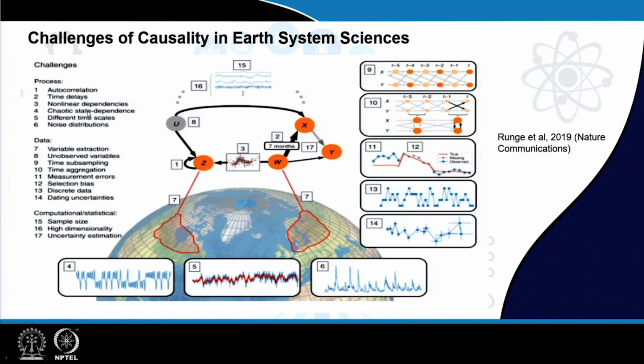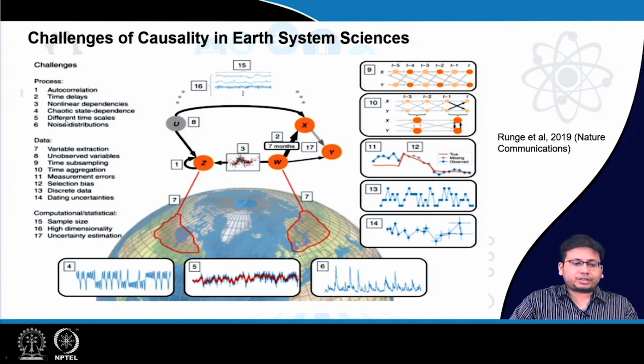Then there are nonlinear dependencies. So, in case of Granger causality, we had discussed that we try to express the future values of a variable in terms of the past values or as a linear function of the past values. So, we fit some kind of a regression model, but the relation can be nonlinear also. Now, as I said, the scientists are currently trying to solve this issue by using nonlinear Granger causality.